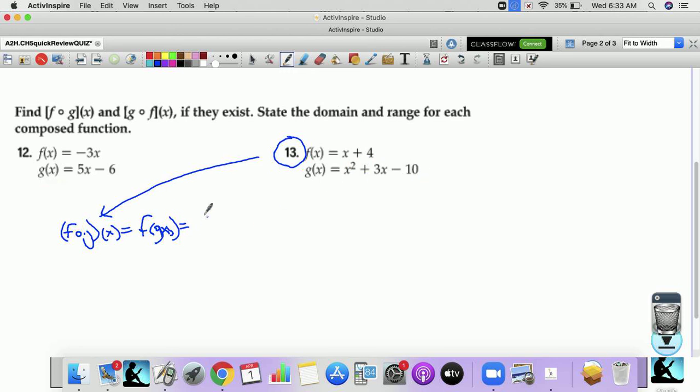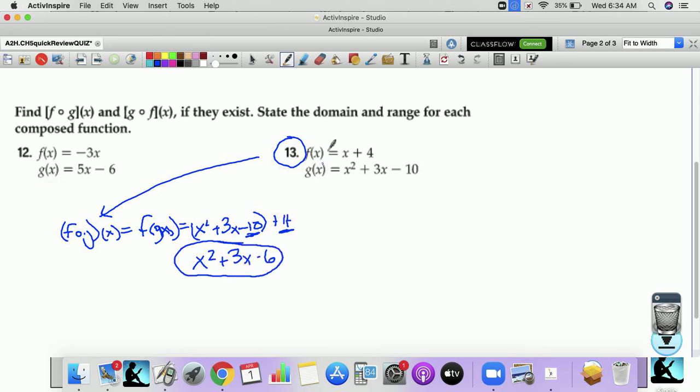So that's pretty easy. It's going to be x squared plus 3x minus 10 plus 4. Again, because I just plugged it in. The only simplifying is going to be combining like terms with this and this. So I'm going to end up with x squared plus 3x minus 6.